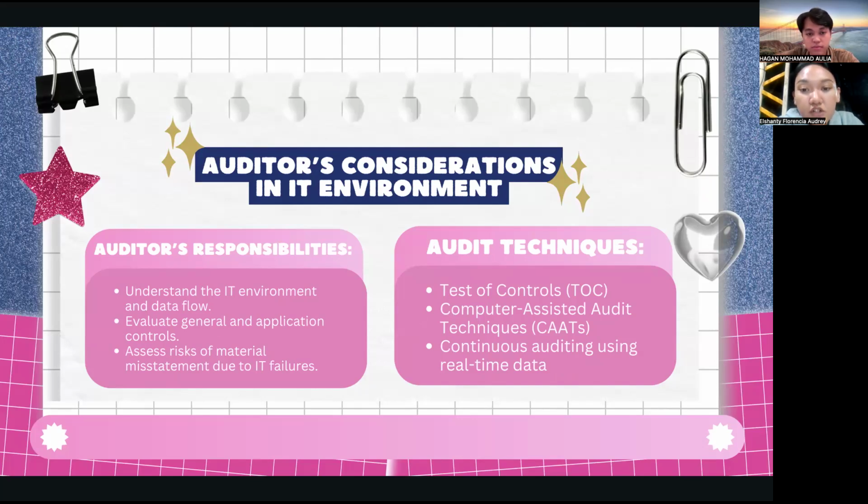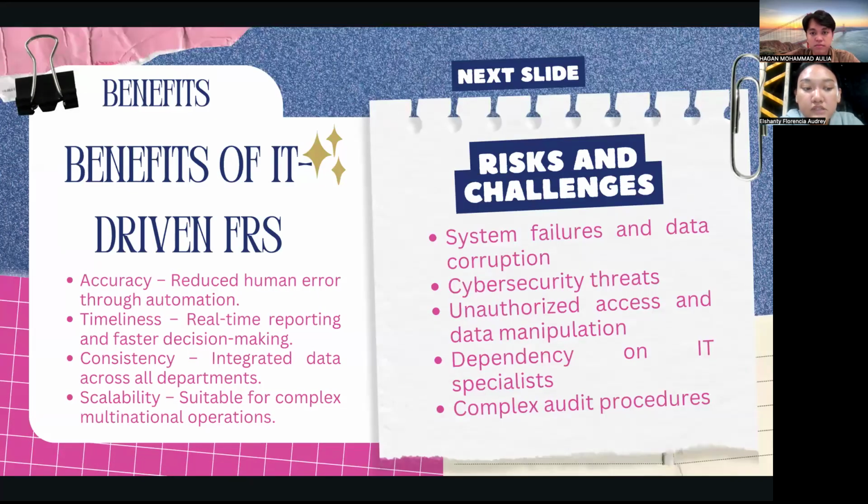There are auditors' considerations in the IT environment. The auditors are responsible for understanding the IT environment and data flow, evaluating general and application controls, and assessing the risk of material misstatement due to IT failures. The techniques the auditor uses are tests of control or TOC, computer-assisted audit techniques or CAATs, and the last one is continuous auditing using real-time data. Okay, we can go to the next slide.